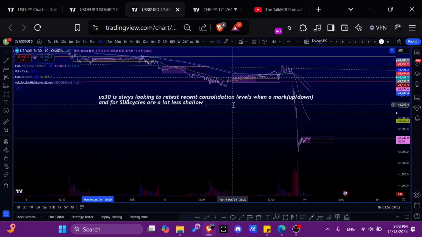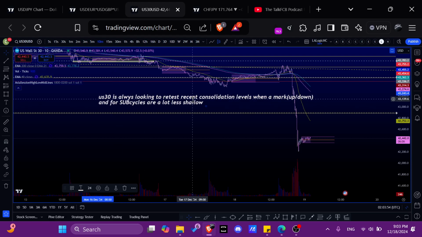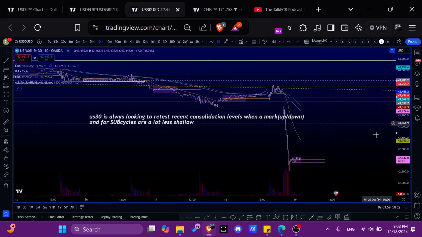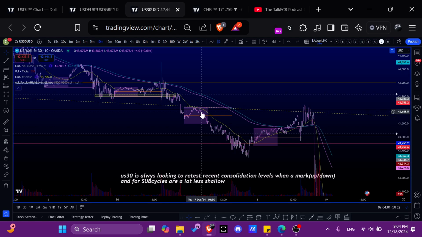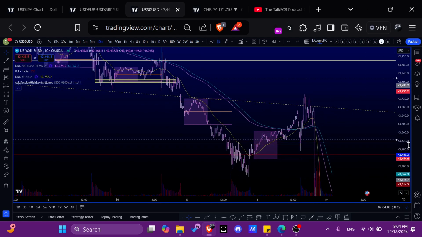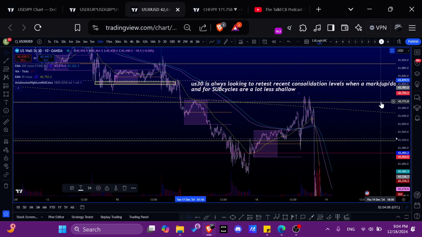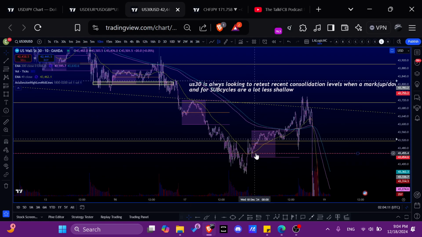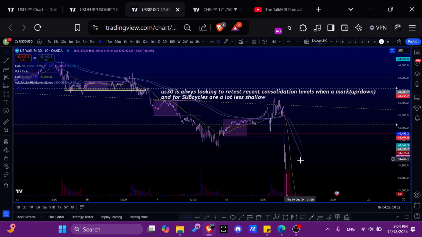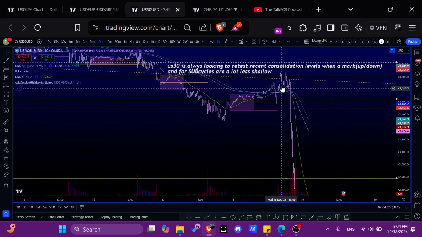So in this case, we have a note somewhere here. US 30, because it's very volatile, is always looking to retest recent consolidation levels, aka here, and retest them up here, right? It broke out, broke up higher to retest here, only for it to continue to mark down, collapse, quite frankly. Markets tanked.